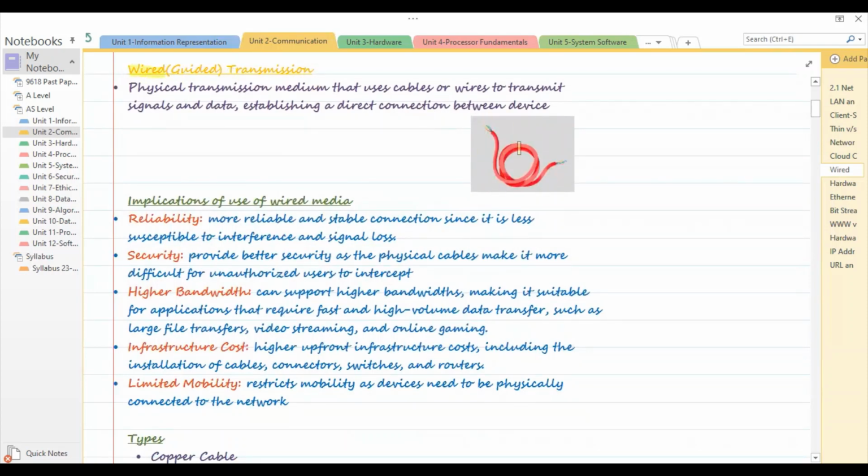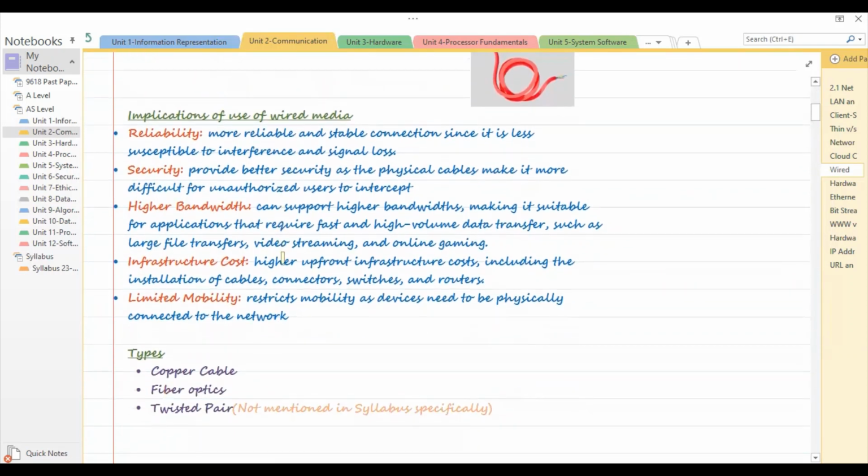So as you can see, it is basically a physical transmission medium that uses cables or wires to transmit signals and data. So basically, there is a direct connection between the devices using cables, right? So establishing a direct connection between the devices. So whenever you connect two devices using a cable, just keep in mind that it is a guided transmission media. It is wired medium of transmission, right?